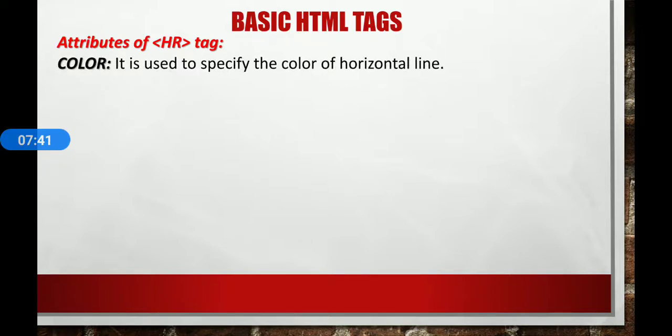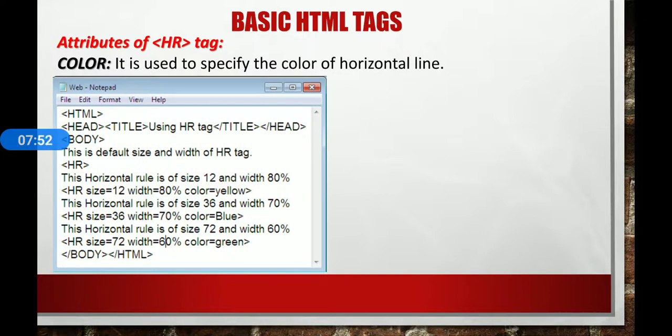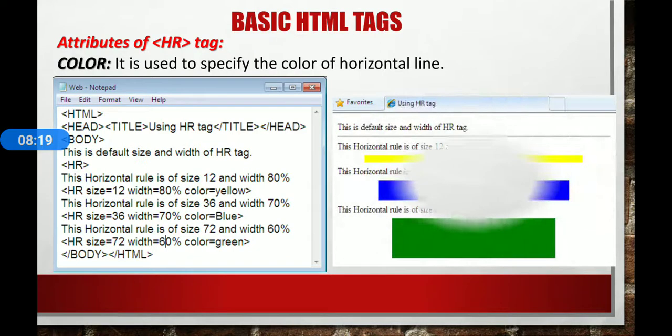The next attribute of the HR tag is color. You can also change the color of the horizontal rule. Here the first HR is without any attributes, so it will display in the default color. The second one is size 12 with the color yellow. The next one is size 36 with 70% and color blue. And the last one is size equal to 72 and width 60% of the window and color is green. So here is the output.